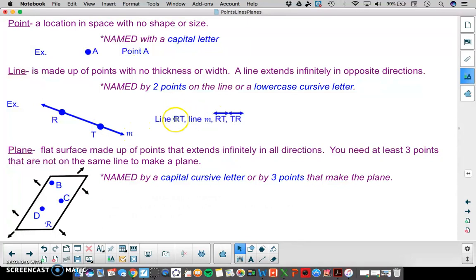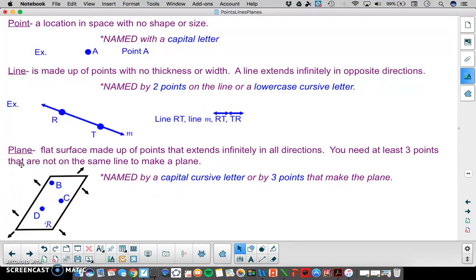We name a line by 2 points on that line or by a lowercase cursive letter. So this lowercase cursive letter is not a point on that line. Notice it's not a capital letter. It is just the name of that line. So line M, or using the points, line RT. Or we actually have our symbolic representation, our points RT with that line symbol above it. We can also reverse those and say TR with that line symbol above it.